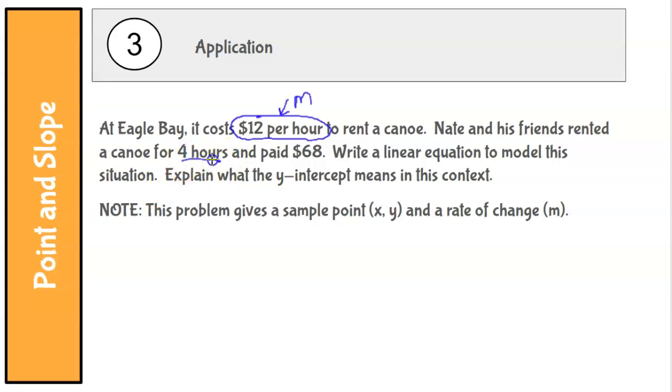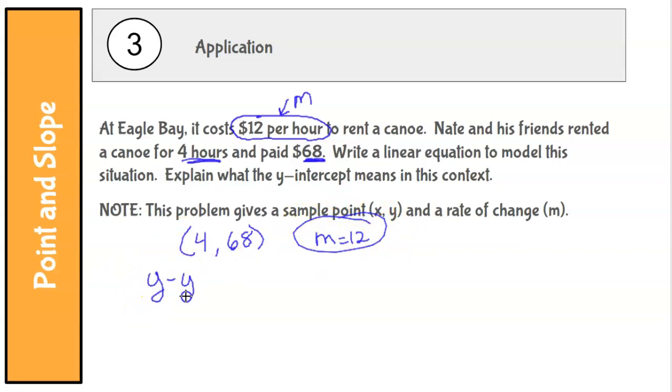And then here we have 4 hours and $68. So that's a pairing of a time and an amount for that time. And that's a good clue that that's my sample point. So if you have two different values, like time and dollars, paired together, I know 4 hours costs $68, that's probably going to be a point. So I have a point, 4 and 68, and I have my slope, $12, and I'm going to write it down and circle it because that's always good practice to circle your slope. You'll know why in the next video.